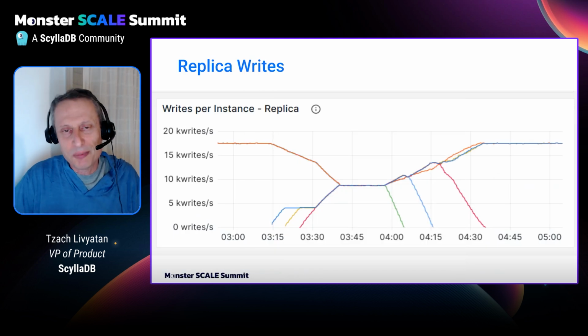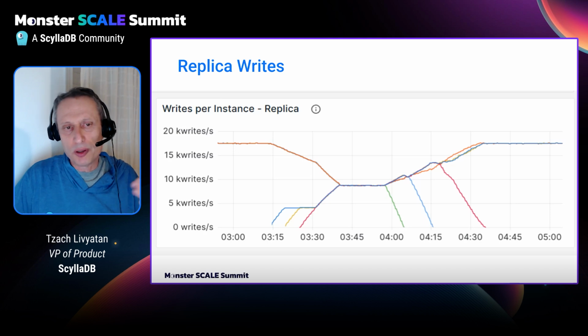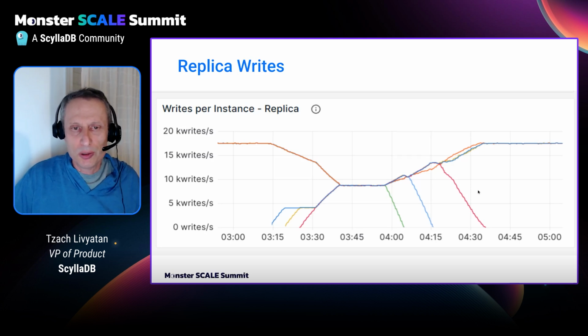This is the same type of information, but presented in a different way. What we see here is a cluster starting with 3 nodes and serving something like 17,000 requests per second. Not a huge number for Scylla, by the way. At some point, 3 nodes are added. As you can see here, I'm using my mouse now.